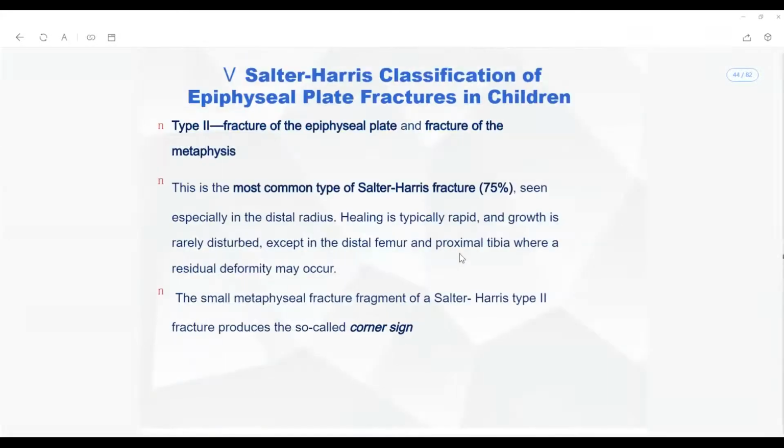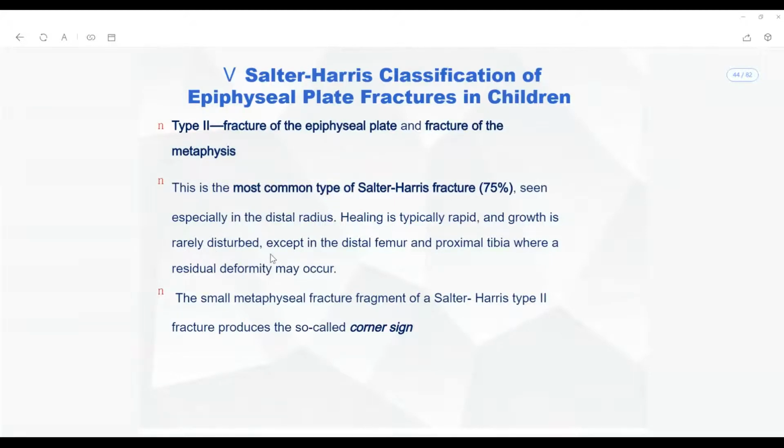Okay, now next, Salter type 2, where there will be a fracture of the epiphyseal plate, and also a fracture of the metaphysis as well. This is the most common type, and generally healing is very rapid because you see here it's only a small segment of the metaphysis that is being broken. So the maximum part of the epiphyseal plate is already included in the attachment itself, so generally the growth is very rarely disturbed.